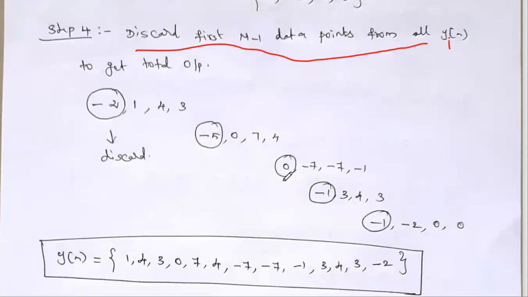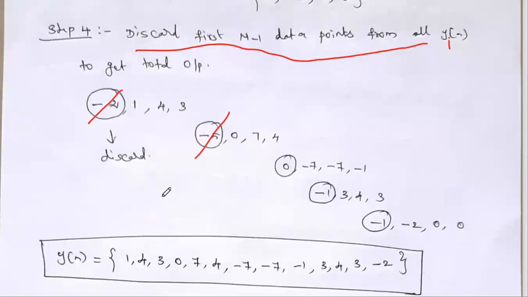So in these y1, y2, y3, y4, y5, the first m minus 1. M minus 1 means, for this problem m is 2, so 2 minus 1 is 1. In the previous video we solved one problem, in which m is 3, so m minus 1 means 2, and in that problem 2 samples were discarded. But in this problem m is 2, so m minus 1 is 1, so the first sample is just discarded.